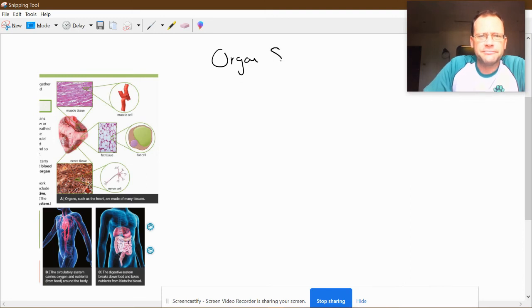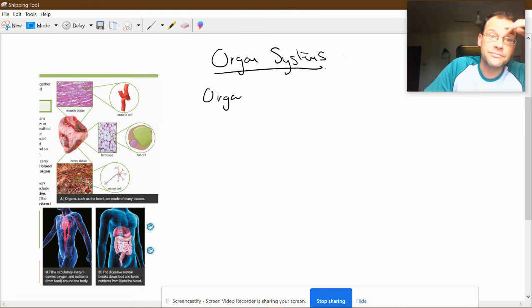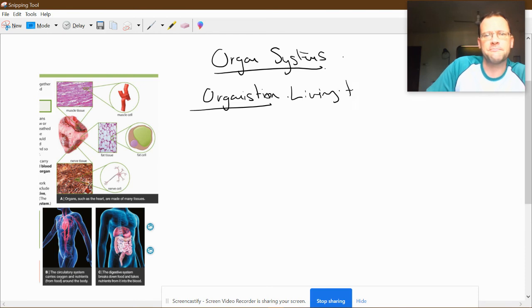Hello, Year 7. Just a little recap tutorial on organ systems to help you for the task today. So we're going to look at this organisation of living things first. So we covered cells, tissues, organs, and we've looked at some organ systems. So we're going to do that from smallest to biggest.